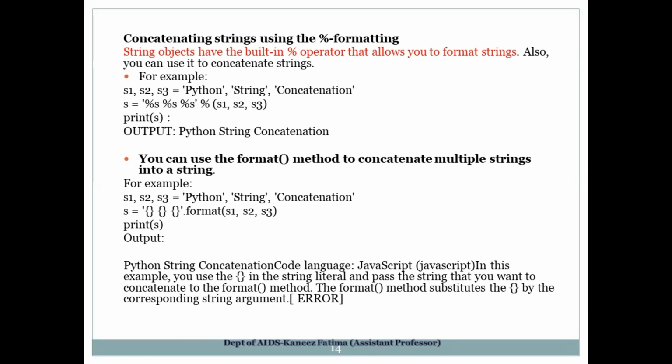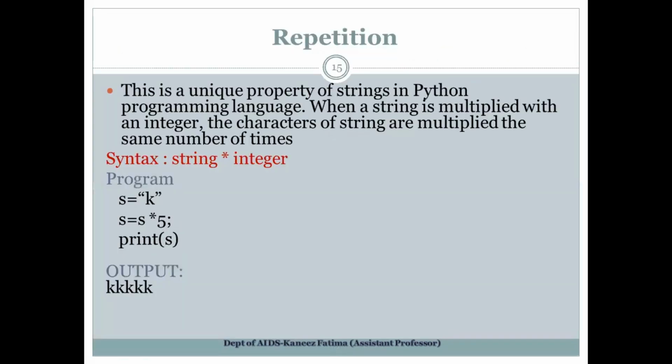You can use the format method to concatenate multiple strings into a string also. That is, S1, S2 are assigned in such a way. Here I give the format with a flower bracket, where I want to display the particular string. So as output I get a string concatenation. But we still get a small type of error if the string arguments you give do not match the flower brackets. In that instance I get an error.